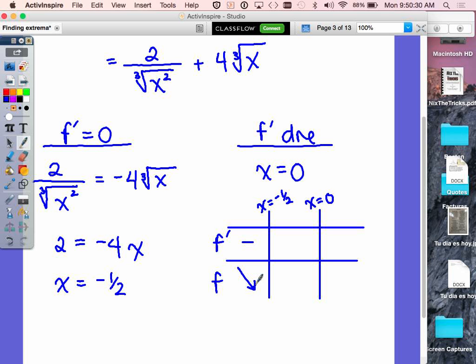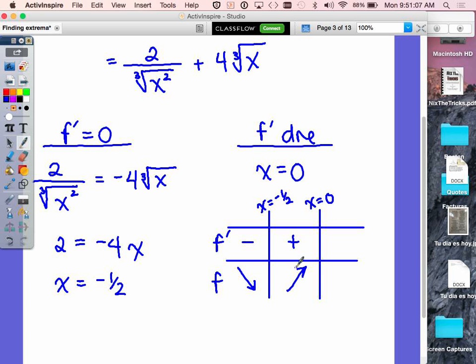Between minus 1/2 and 0, I have to be a little bit more clever, but I might try something like minus 1/8. And if I took minus 1/8 squared, that's going to be 1 over 64, and the cube root of 1 over 64 is 1 over 4, so I get 2 over a quarter, which is 8. And here I'm going to get the cube root of minus 1/8, which is minus 1/2, and 4 times minus 1/2 is minus 2, so I get 8 minus 2, so I have a positive number here, which tells me that the function is increasing.